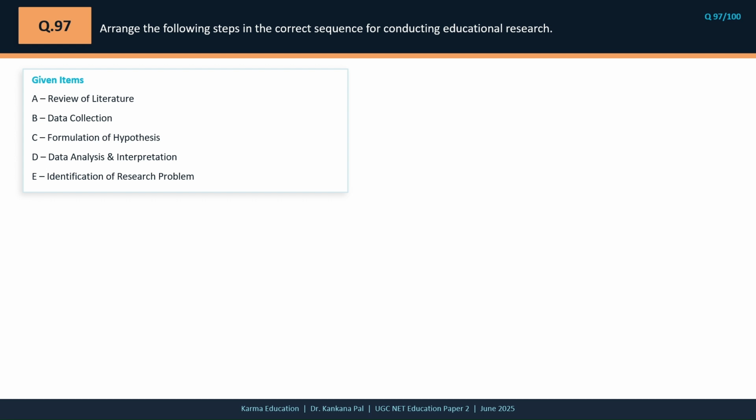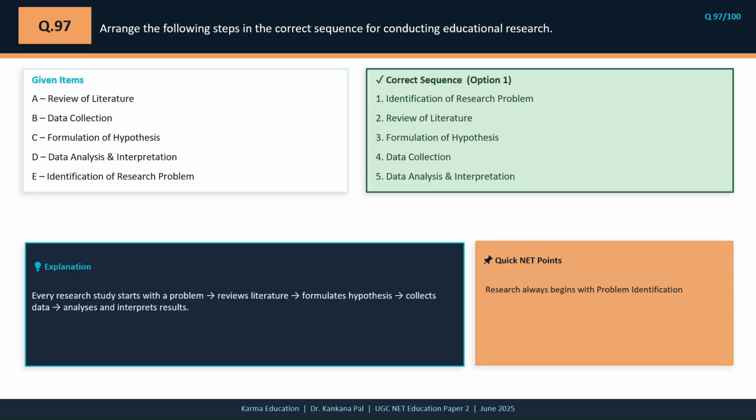The correct sequence is E. Identification of research problem. A. Review of literature. C. Formulation of hypothesis. B. Data collection. D. Data analysis and interpretation. Therefore, the correct answer is option 1.